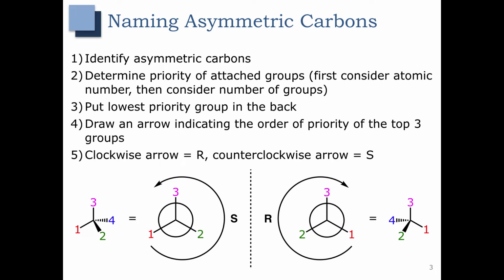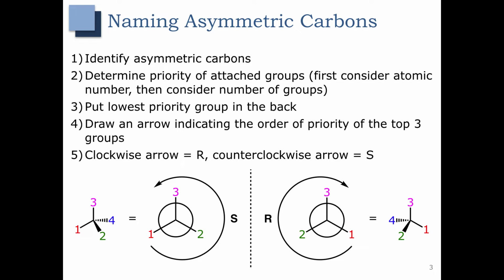Then we're going to go through and determine the priority of the attached groups. We're going to go through several examples, but the first thing we're going to do is look at the atomic number. Then we're going to look at the number of groups. So atomic number, for example, a bromine would have a higher priority group than a carbon, and a carbon would have a higher priority than a hydrogen. Then we're going to look at number of groups, meaning something that is attached to 2 carbons will have a higher priority than something that's only attached to 1 carbon.